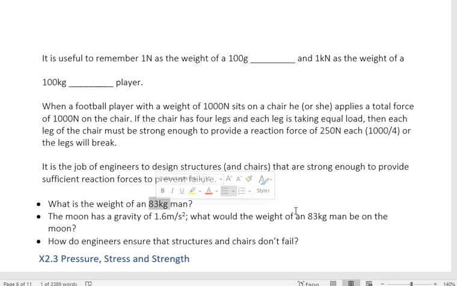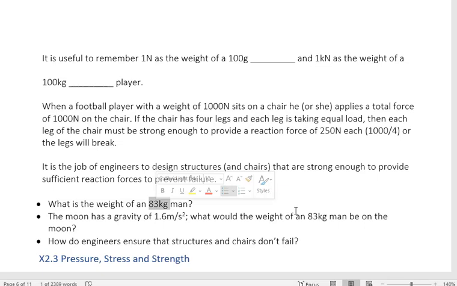The moon has a gravity of 1.6 meters per second squared. What would that person's weight be on the moon? Well, you divide by 6. It'd be 83 times 1.6. I don't know what that is, but 200 newtons, something like that.